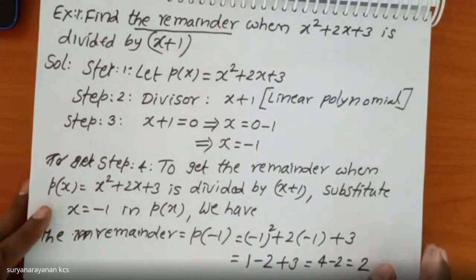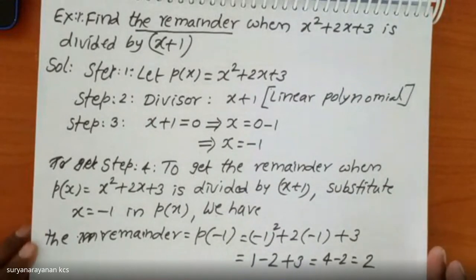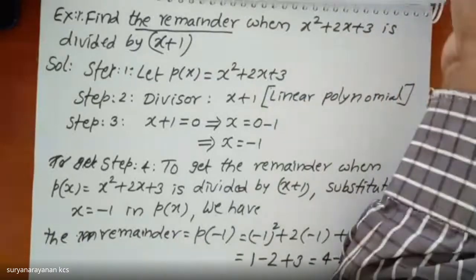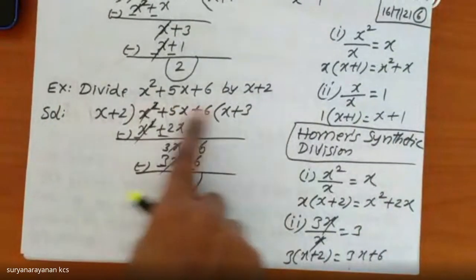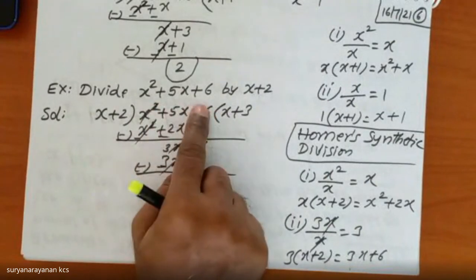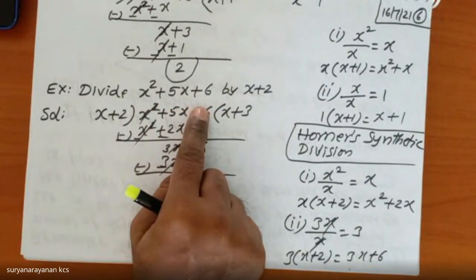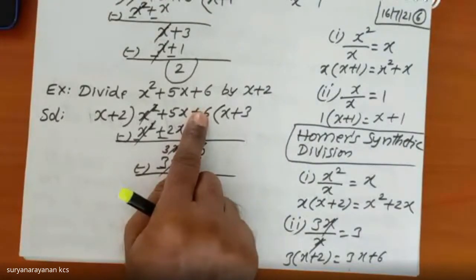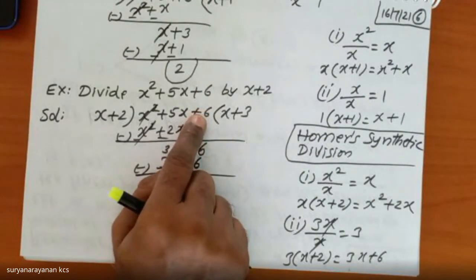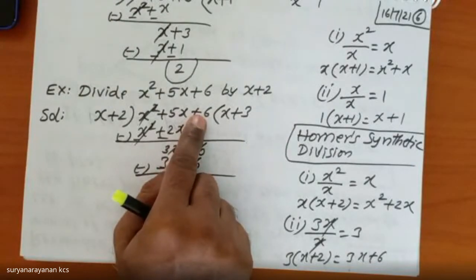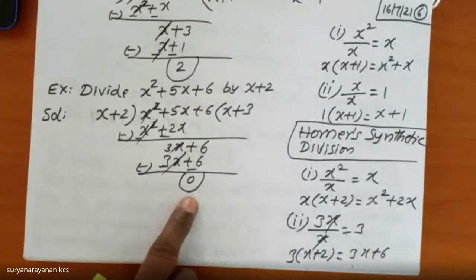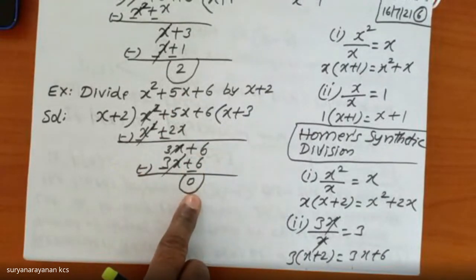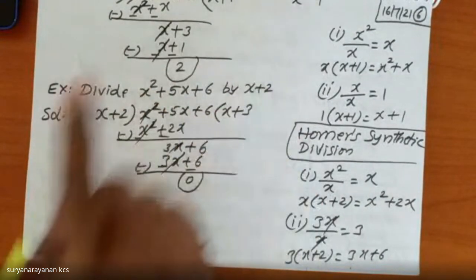Okay, my dear children, understood this example? Yes, sir. Let us take the same example, whatever we have done in the long division. Let us check. I think Mahima asked this example. Sir, don't we get 0 as remainder? So here, in this long division, we got remainder 0. Let us check the same example by using the remainder theorem.